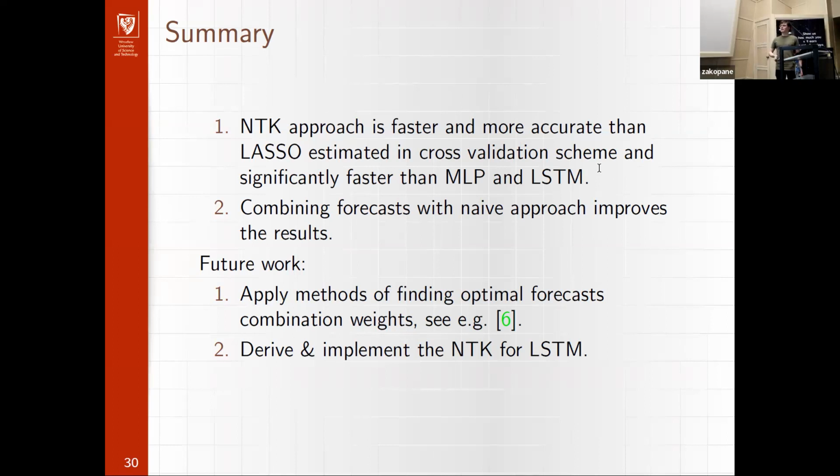It's like 4.5 or even 6% on average. And then the future work consists of applying methods of finding the optimal weights for averaging the forecasts. And also, I would like to derive and implement the NTK for LSTM, because to the best of my knowledge, it does not exist right now. And it would be nice to see how the overparameterization of this model might help us, because as we've seen, the LSTM performed well, and if the infinite dense network was good in the NTK, maybe the LSTM will perform well too.